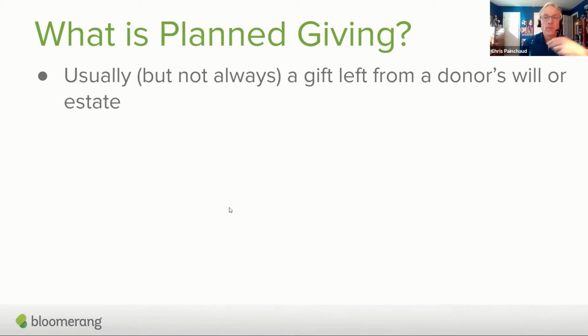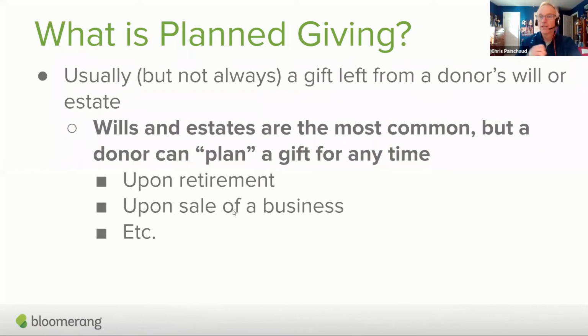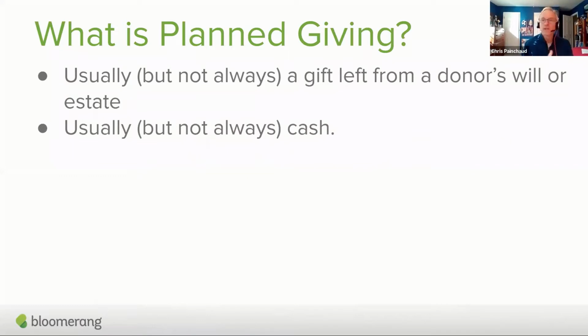First of all, let's agree on what planned giving is. It's usually, but not always, going to be a cash gift left from a donor's will or estate. The others will be exceptions to the rule, but I don't want you to have the impression that a cash gift from an estate is the only kind of planned gift you can get. You'll see there are several other financial events in a donor's lifetime that might also trigger that. You won't see a lot of these alternatives, but don't get so locked into the will and estate gift that you don't think there are any other ways to acquire planned gifts.